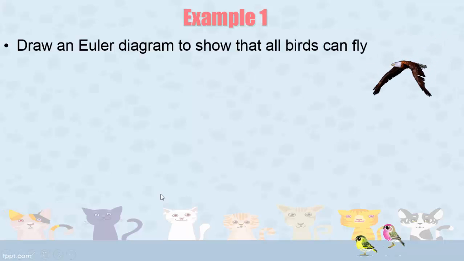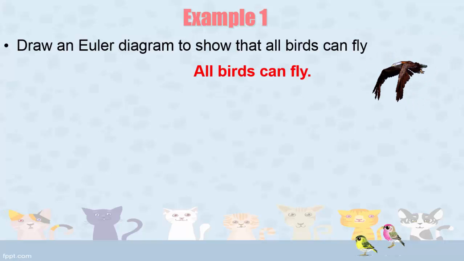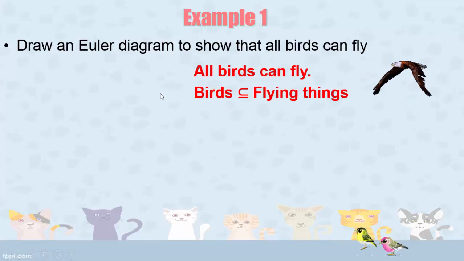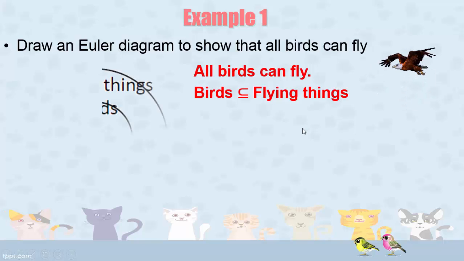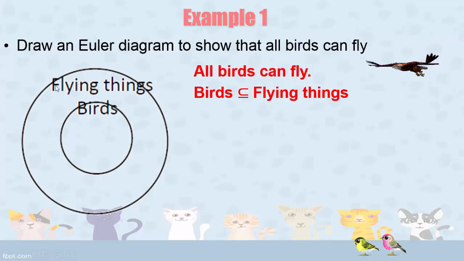In example number 1, we're going to draw the diagram to show that all birds can fly. So let's see. Which is a subset of which? Are birds a subset of flying things, or are flying things a subset of birds? Well, there are things that fly that aren't birds, like bats. But all birds do fly. Well, there's some that don't, but we'll discuss that issue later. Let's assume that all birds do fly. So we can say that all birds can fly, and birds are a subset of flying things. So we could write it like this, where we have flying things, and then birds are the circle inside of flying things, or a subset of flying things.